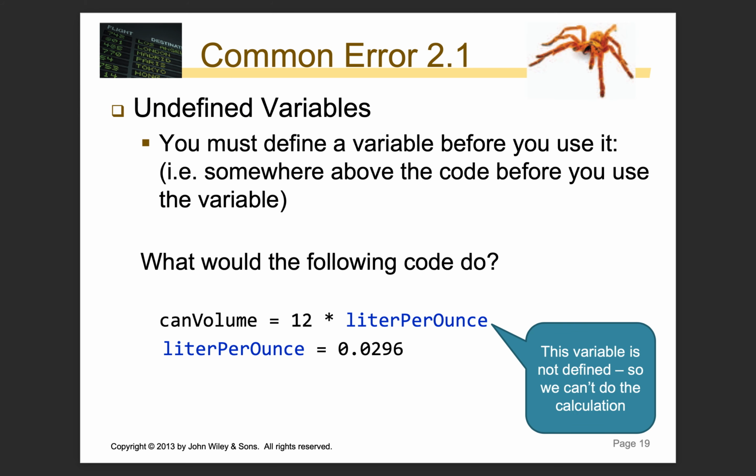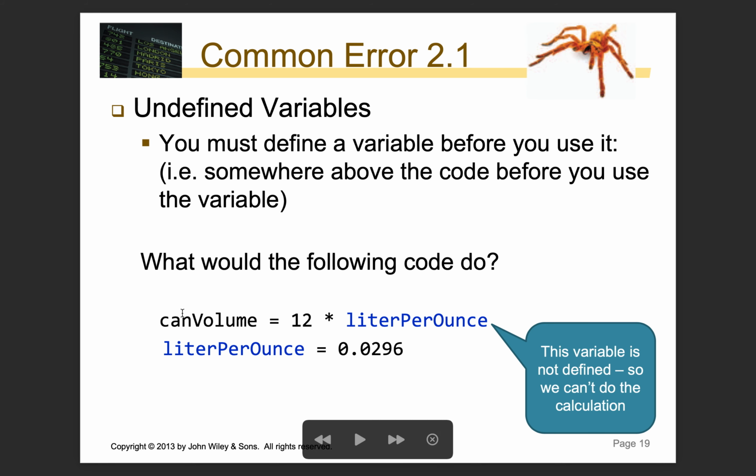Let's look at some common errors that can occur when using variables. The first big one would be an undefined variable. What happens when you have an undefined variable is you've tried to use a variable before you actually have defined what that variable is. So you have to define your variable before you use it.